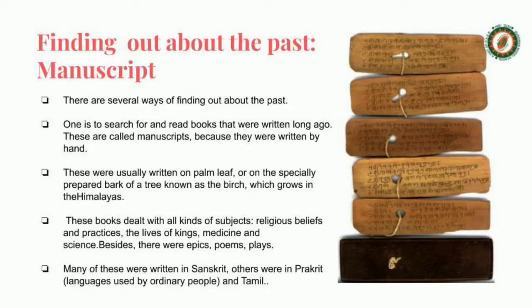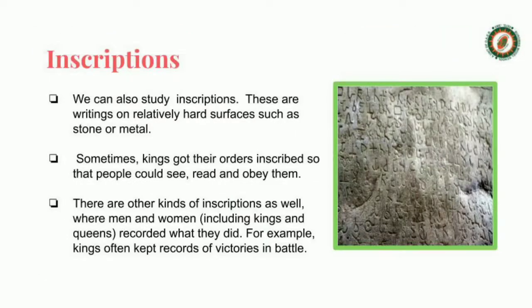Okay, now another source from which we can know about history, that is inscriptions. We can study inscriptions, and these are writings on relatively hard surfaces such as stone or metal. Sometimes kings got their orders inscribed so that people could see, read and obey them. An example is given in the picture of the slide, look at it carefully. It is one type of inscription.